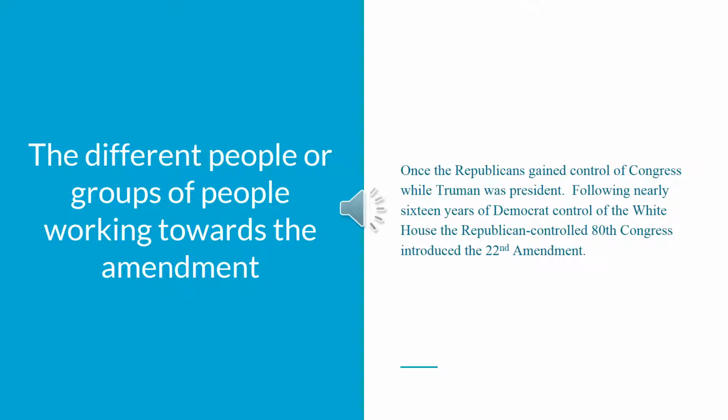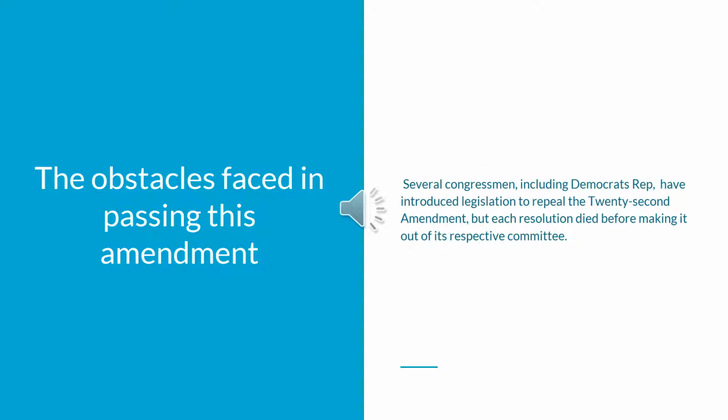A group that worked towards Amendment 22 was the Republicans. Once they gained control of Congress while Truman was president, following nearly 16 years of Democratic control of the White House, the 80th Congress introduced the 22nd Amendment. An obstacle faced in passing Amendment 22 was that several congressmen, including Democrats and Republicans, have introduced legislation to repeal the 22nd Amendment, but each resolution died before making it out of the respective committee.